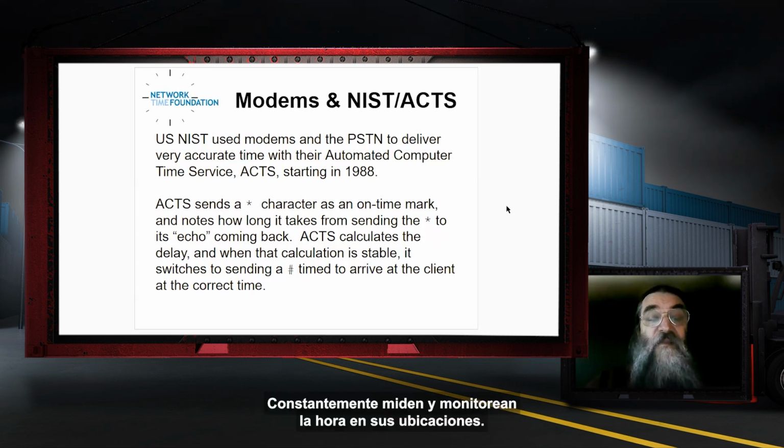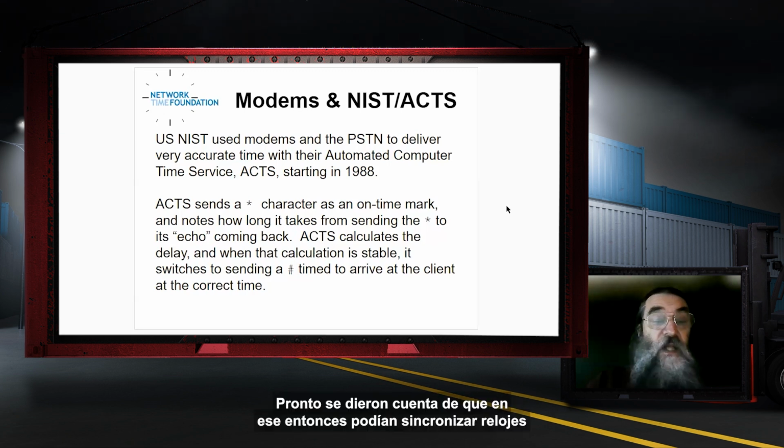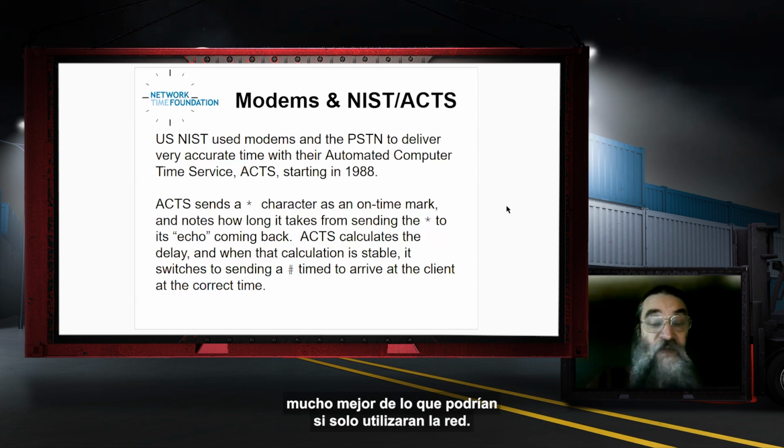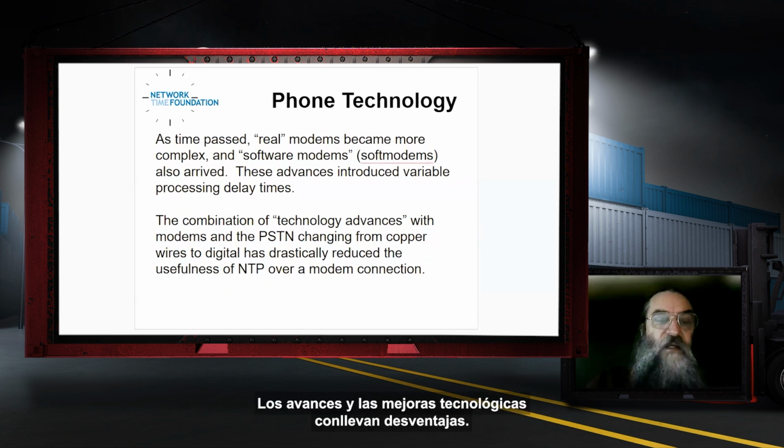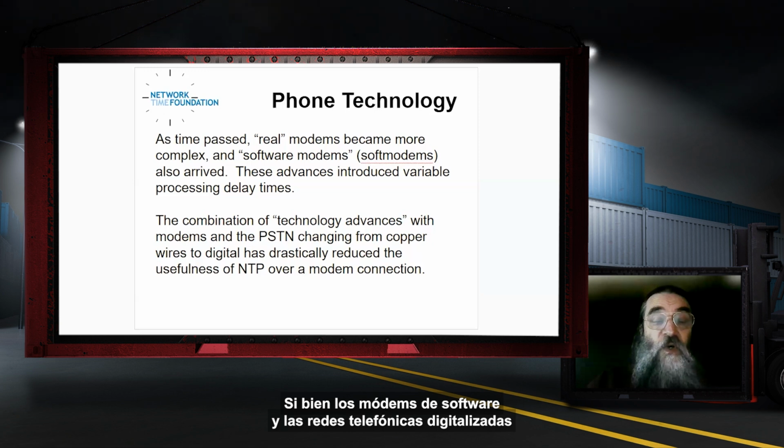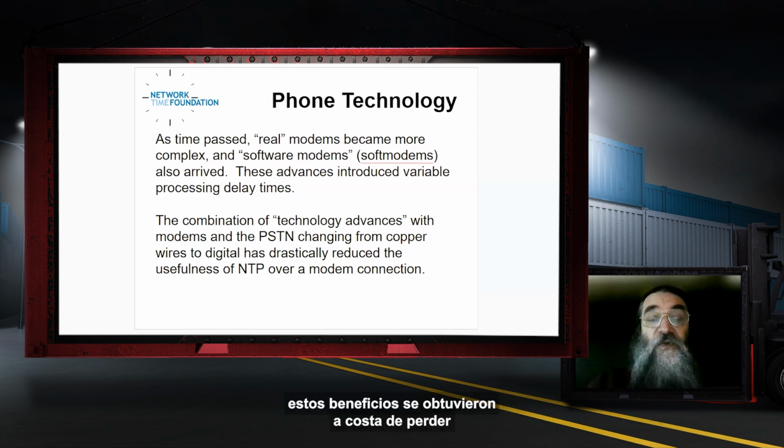They constantly measure and monitor time at their locations. They soon learned that back then they could synchronize clocks using modems and the public switched telephone network much better than they could if they just used the network. Technological advancements and improvements come with trade-offs. While soft modems and digitized telephone networks provided many benefits, these benefits came at the cost of losing a great way to synchronize time.